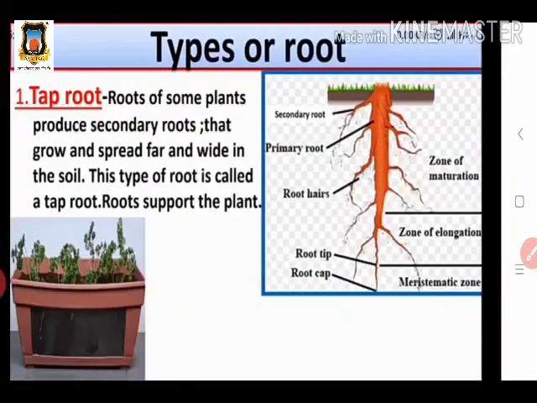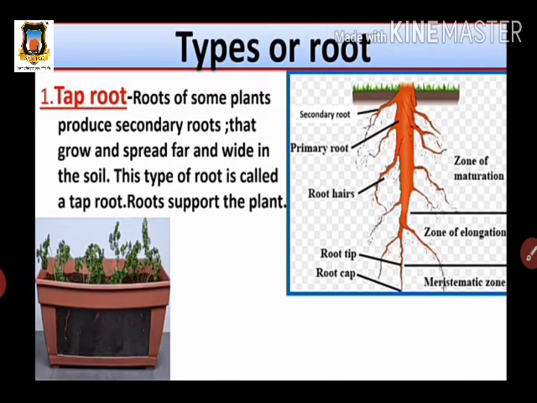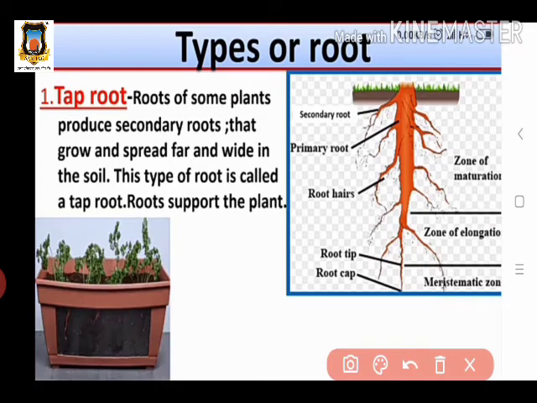Okay, so taproot looks like this. If we see this image, what are the tap roots? Roots of some plants produce secondary roots that grow and spread far and wide in the soil. So here is how these tap roots grow. If we see this image, this is the main part of this root. It starts from here. So here what happened?